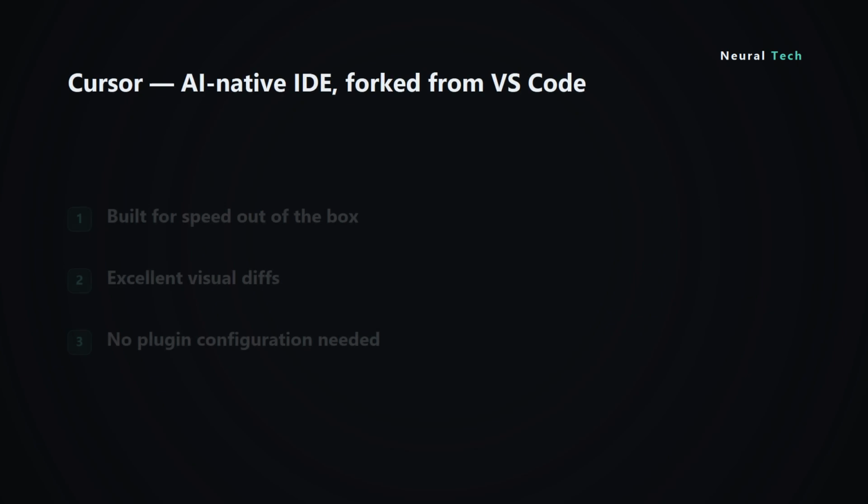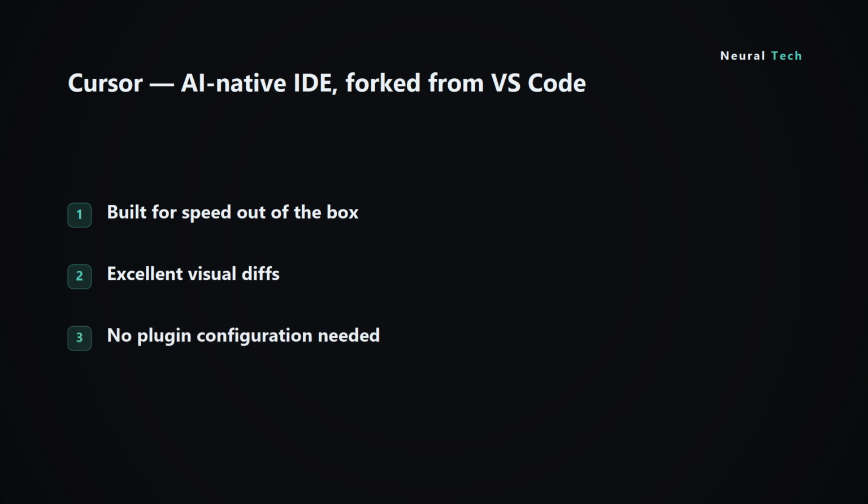Finally, Cursor. This is an AI-native IDE forked straight from VS Code. It's built for speed and ease of use out of the box, giving you excellent visual diffs and a seamless coding experience without needing to configure a ton of plugins.